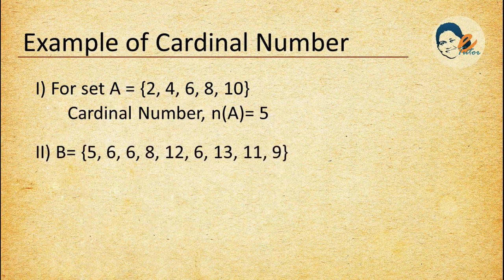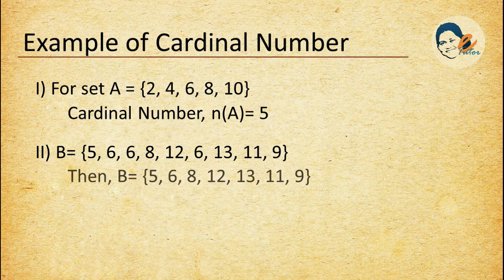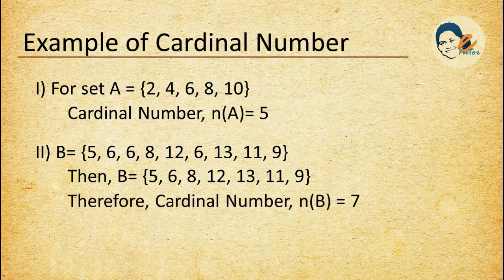Again, for set B, we have the elements 5, 6, 6, 8, 12, 6, 13, 11 and 9. Now in this case, we can write this set this way. We just remove the repeated elements here, that's all. So the cardinal number will be 7 because the number of elements after removing the repeated elements is 7.